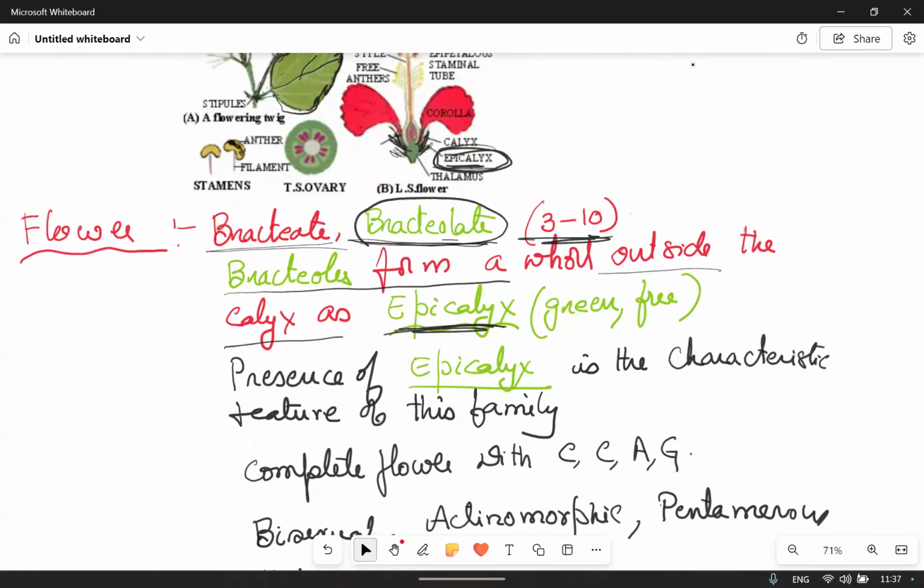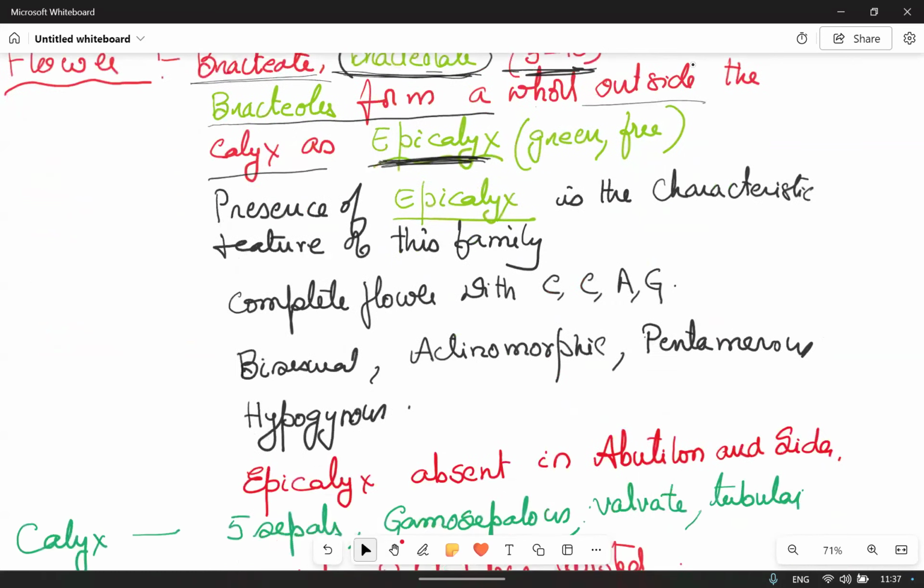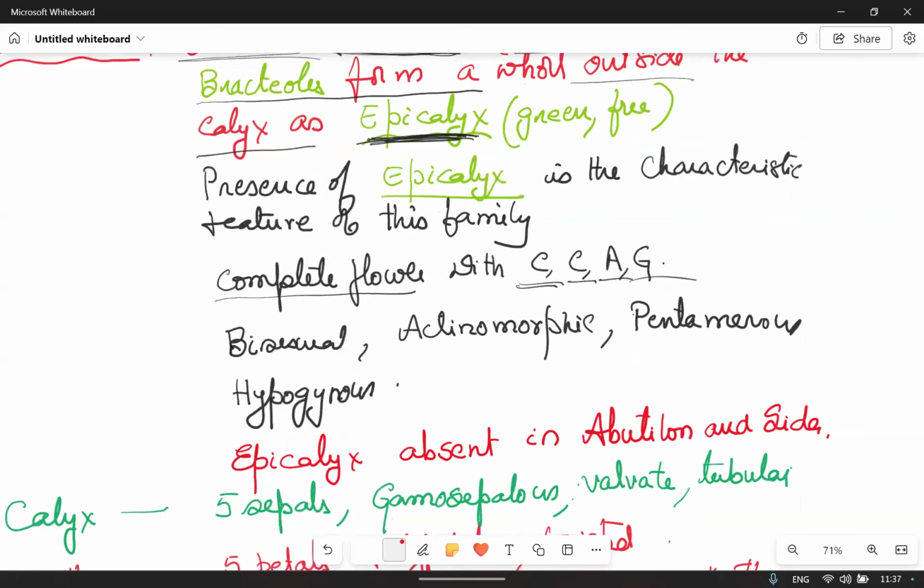Those are only bracteoles. Very important, presence of epicalyx. But you can't see this epicalyx in Abutilon and Sida, which are members of Malvaceae. That is also important. It is a complete flower, which means all 4 floral whorls are present: calyx present, corolla present, androecium present, gynoecium present. That's why it is a complete flower.